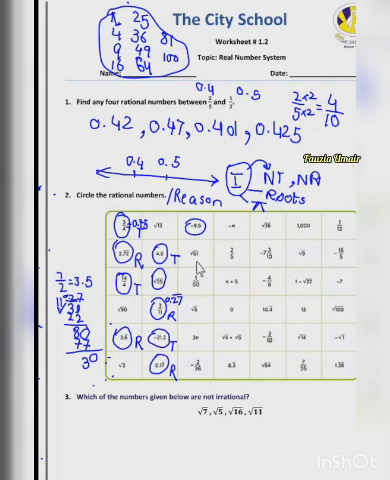Irrational. That's right. Next is 1 by 50. Rational. It's a rational number because you can multiply it by 2, so it will be 2 by 100, so basically the value is 0.02. So that's a terminating decimal and a rational number.